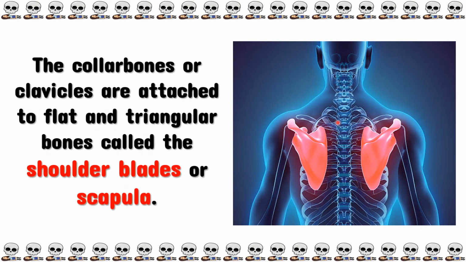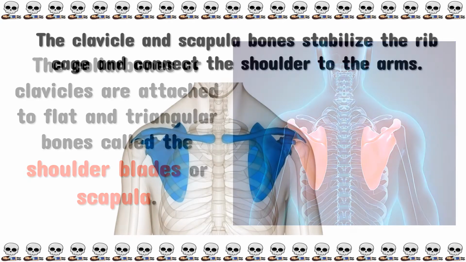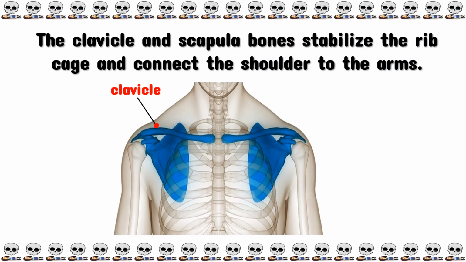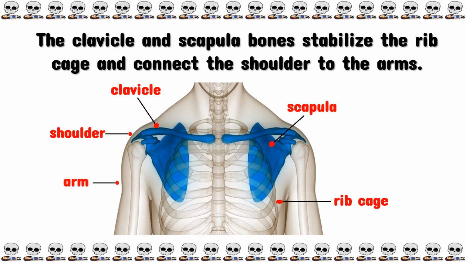The collarbones or clavicles are attached to flat and triangular bones called the shoulder blades or scapula. The clavicle and scapula bones stabilize the rib cage and connect the shoulder to the arms.